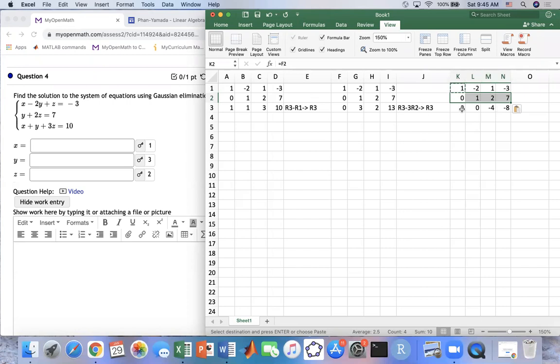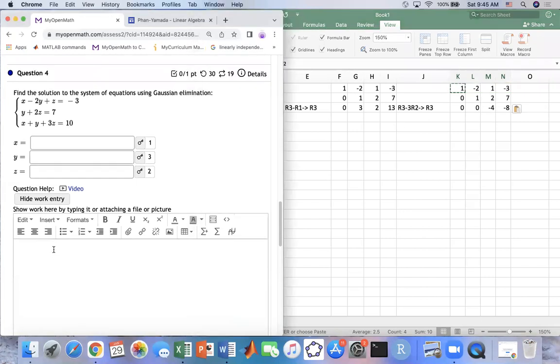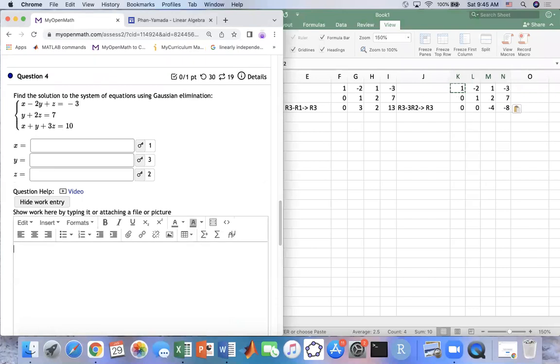So we're going to convert it back to equations. I have 0x plus 0y. You can go further, but I just stop right there and do the part right here. So I have negative 4z equals negative 8. This gives me z equals 2.